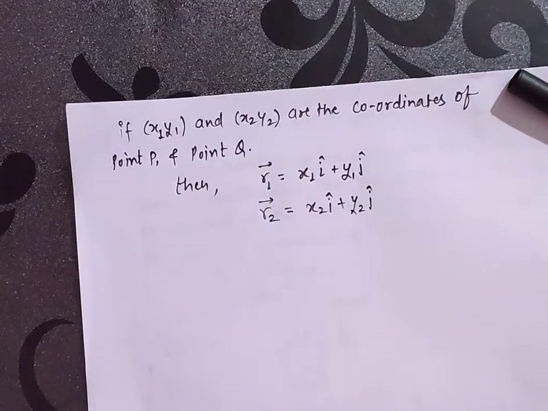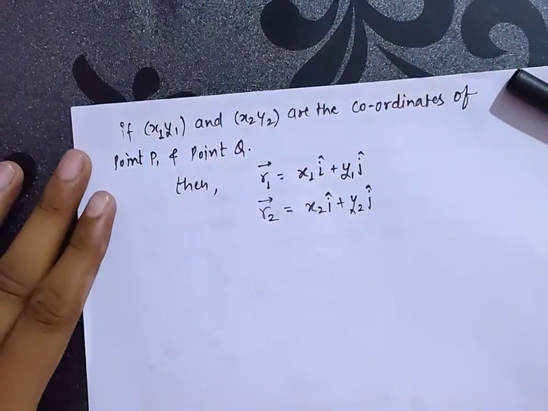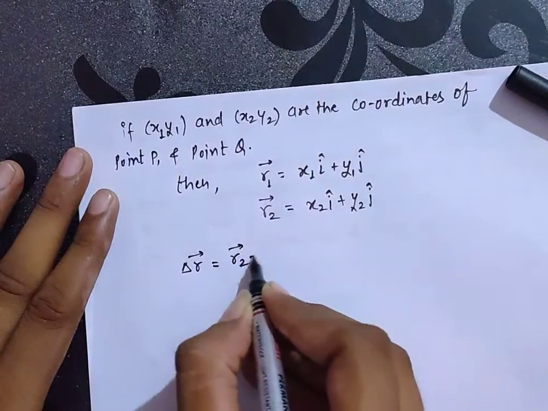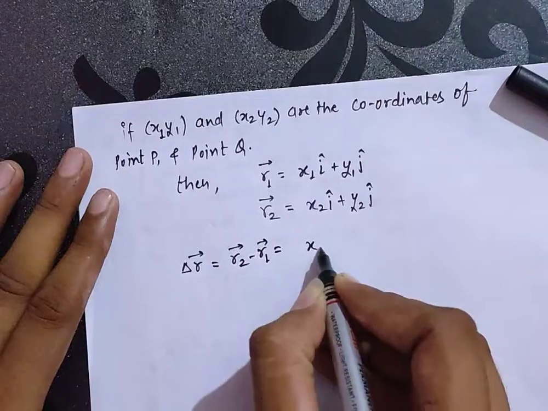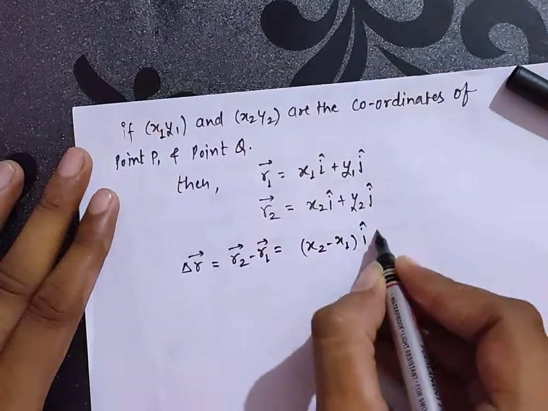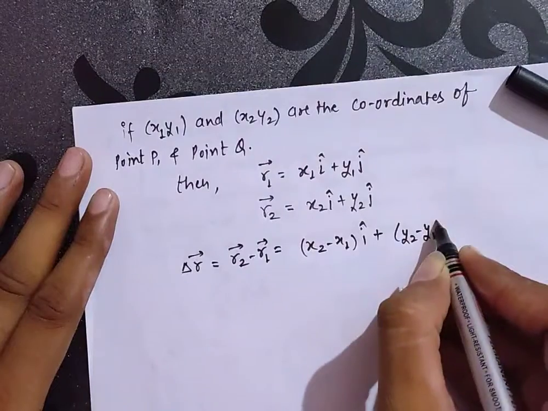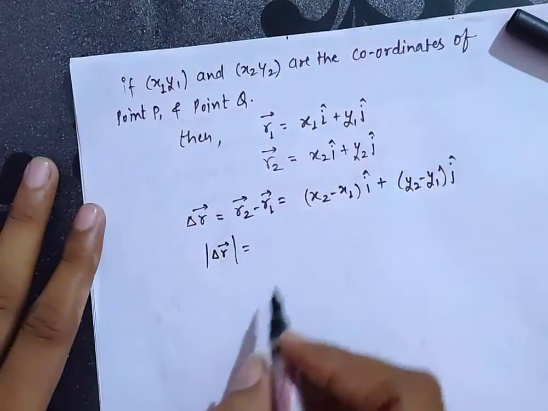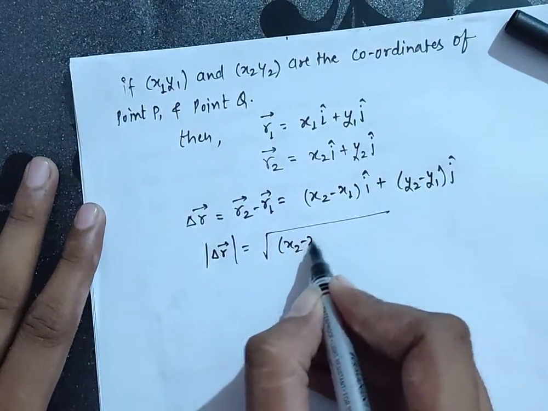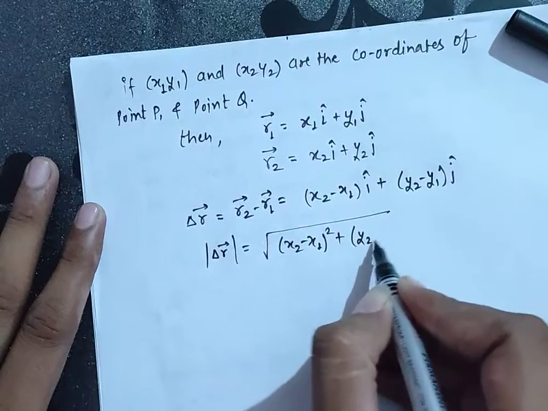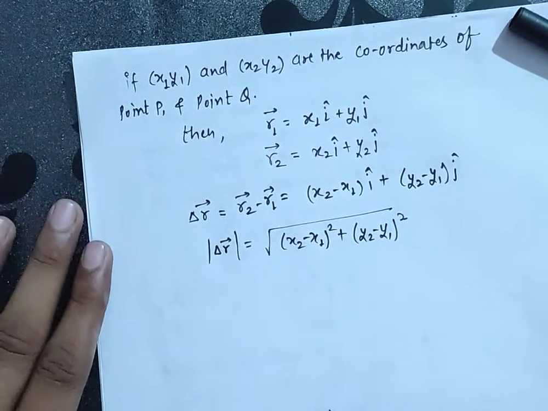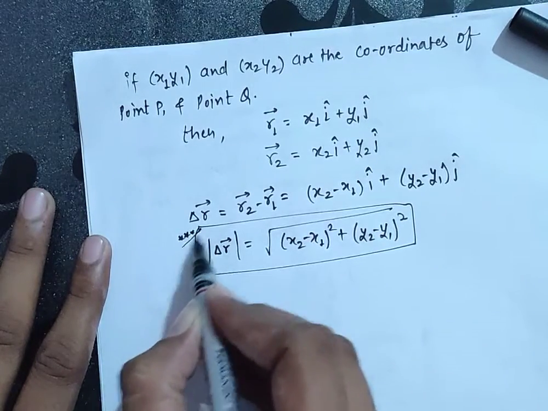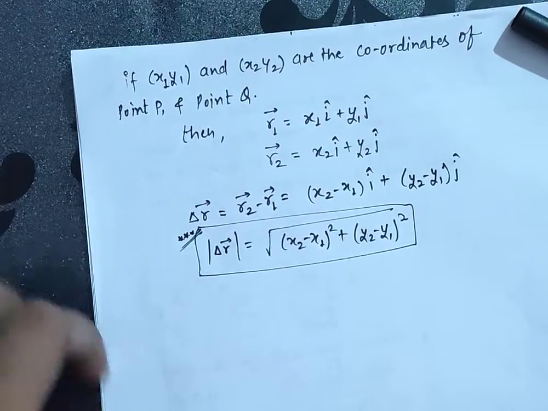So these are the position vectors of point P and point Q, and as we know the displacement vector del r is equal to r2 vector minus r1 vector. So x2 minus x1 i cap plus y2 minus y1 j cap. The magnitude of this displacement vector is equal to root of x2 minus x1 square plus y2 minus y1 square. This is the magnitude of displacement vector in two-dimensional space.